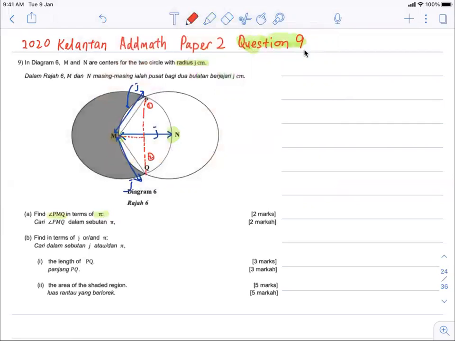We know the base of the triangle is j over 2, because this line in the middle cuts M and N into half. So the base of the triangle is j over 2, which is half of the radius.